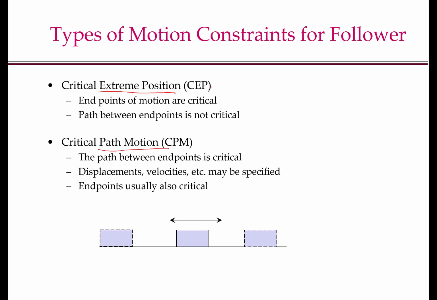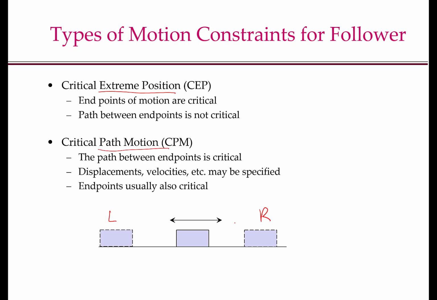For example, let's look at the picture here. The picture shows the schematic of an oscillating follower. L and R are the two extreme positions of the follower. In critical extreme position, the partial specification involves specifying when the follower will be at position L and for what duration. Similarly, when the follower would be at position R and for what duration.